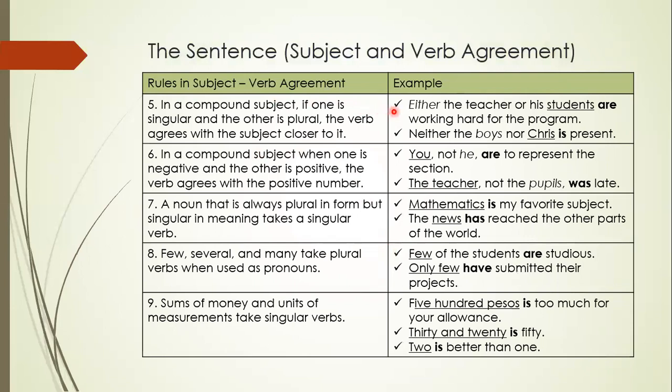Either the teacher or his students are working hard for the program. Okay, now let's look at the subjects. We have the teacher, okay? Either the teacher is singular and the other subject is students, plural. Now, which is closer to the verb? Okay, good. It is students. So your verb must be plural. All right, let's have another example.